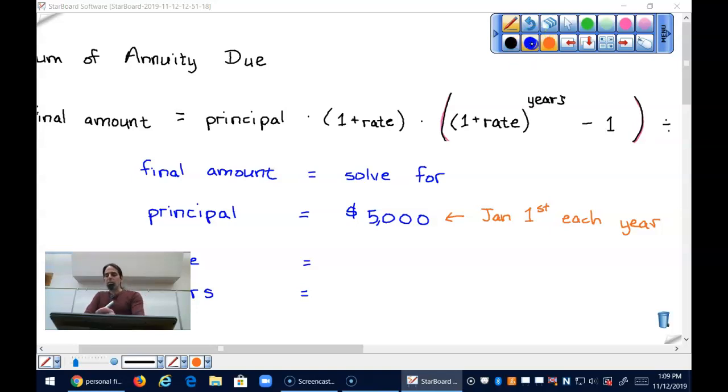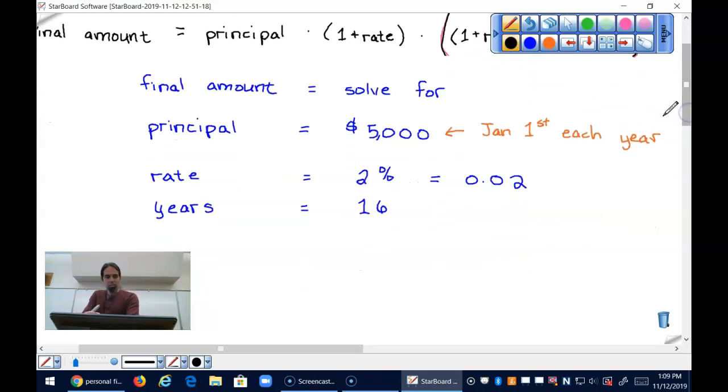Okay, what rate are you getting on your investment account? 2%. Not very ambitious. And how many years are you repeating this thing? 16. Oh, okay. Everyone okay with Amanda's hypothetical example?